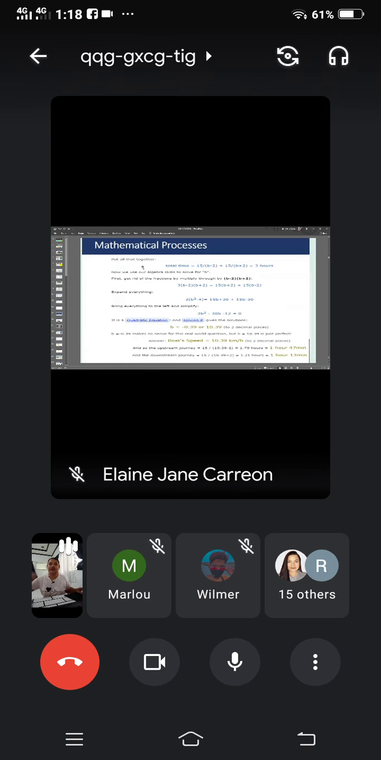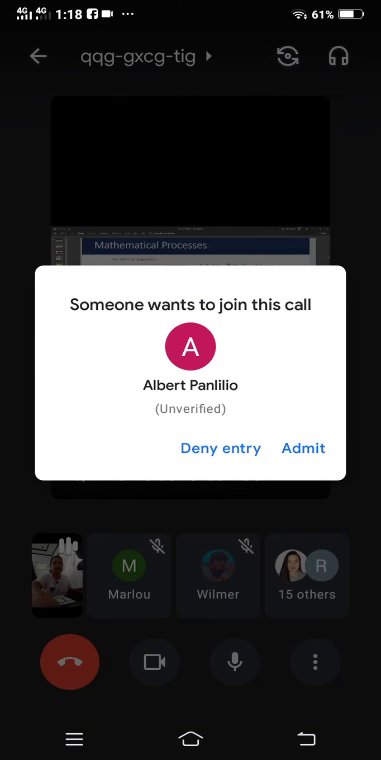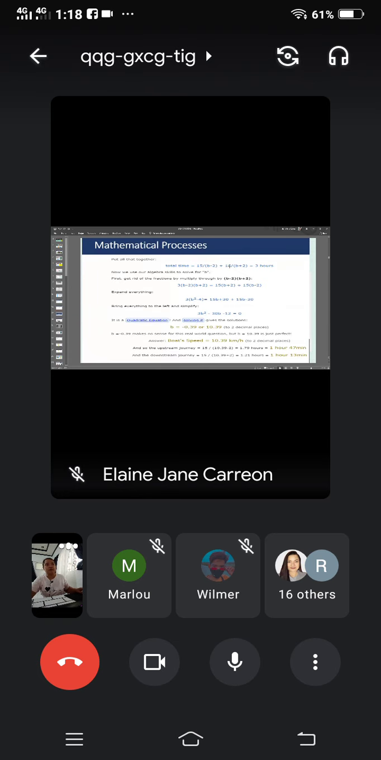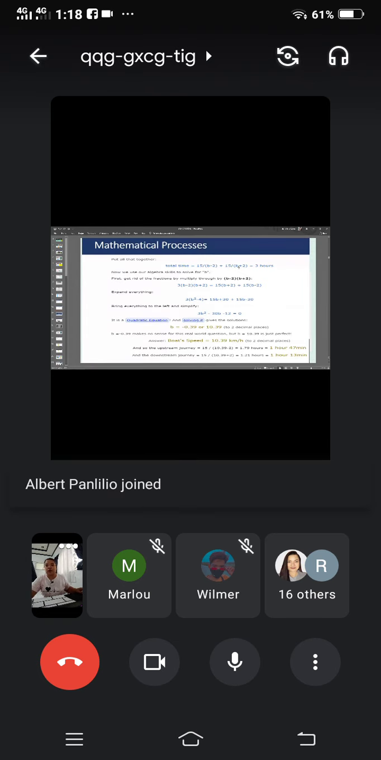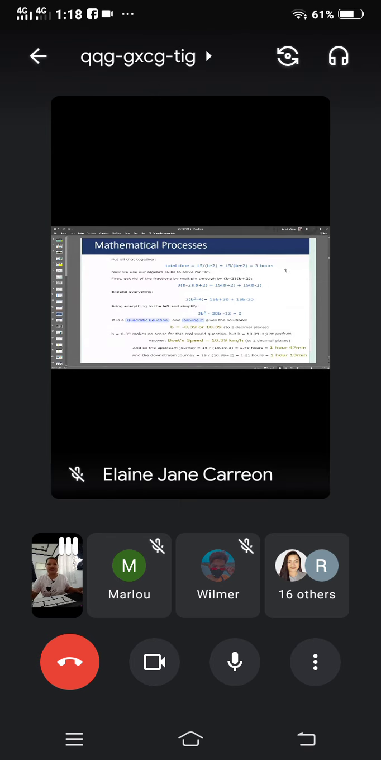So, put all together. Total time is equal to 15 over B minus 2, where B minus 2 is the speed upstream, plus 15 over B plus 2, which is the speed downstream, is equal to 3 hours. Now we use our algebra skills to solve for B.